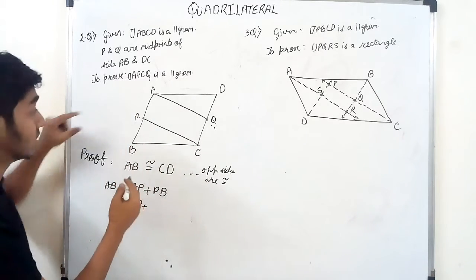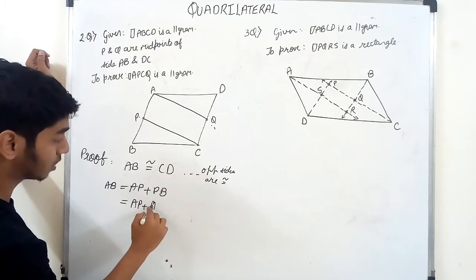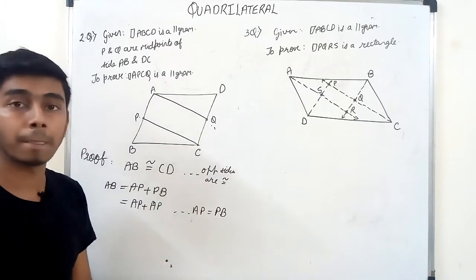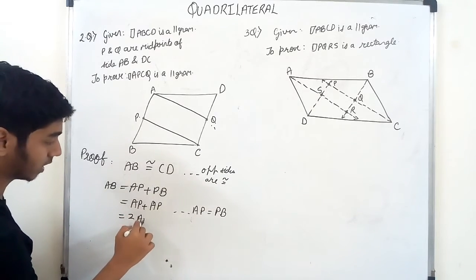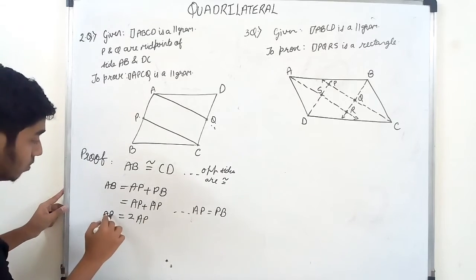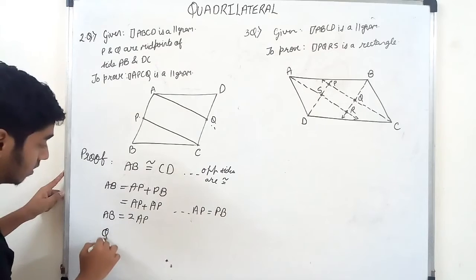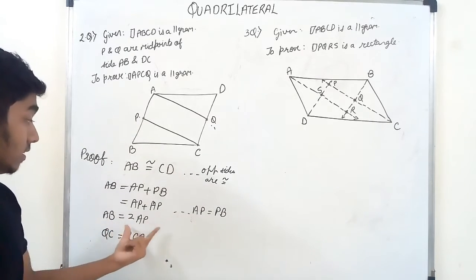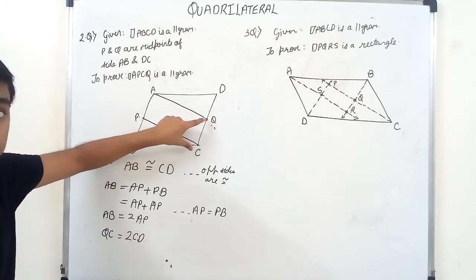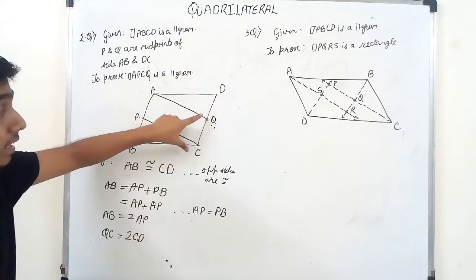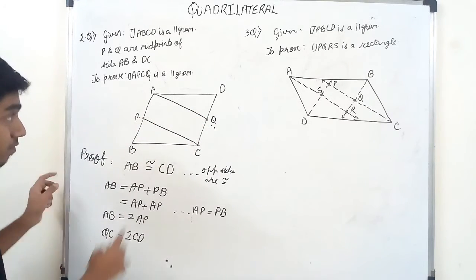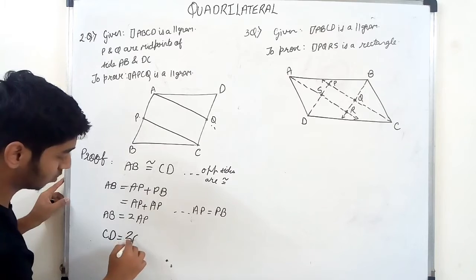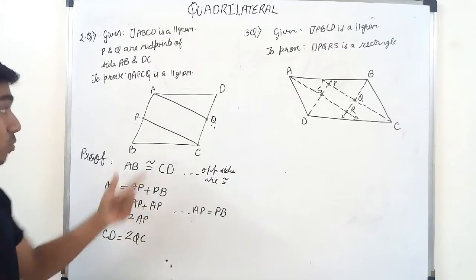PB is same as AP because they both are congruent because P is the midpoint. Therefore, the reason will be AP is same as PB. Therefore, this will become 2AP. Correct? So, AB is equal to 2AP. Same way, we can show that QC is equal to half of CD. Same way, we can show DQ plus QC is equal to DC. Then instead of DQ you write QC itself, so CD is equal to 2QC. Correct? So this is what we get.